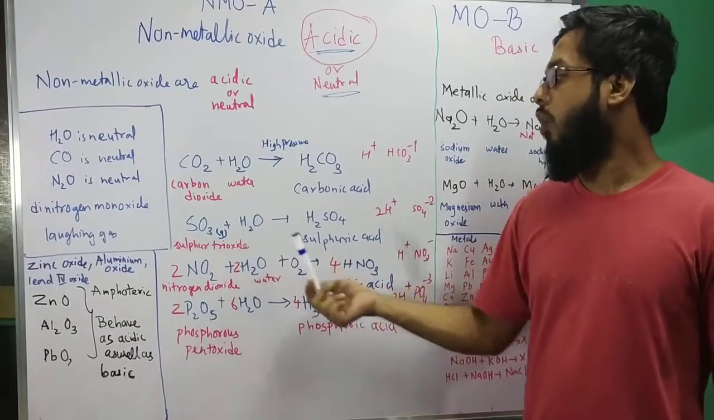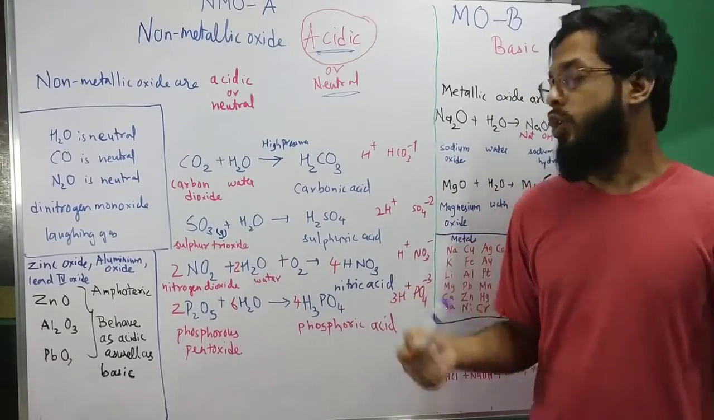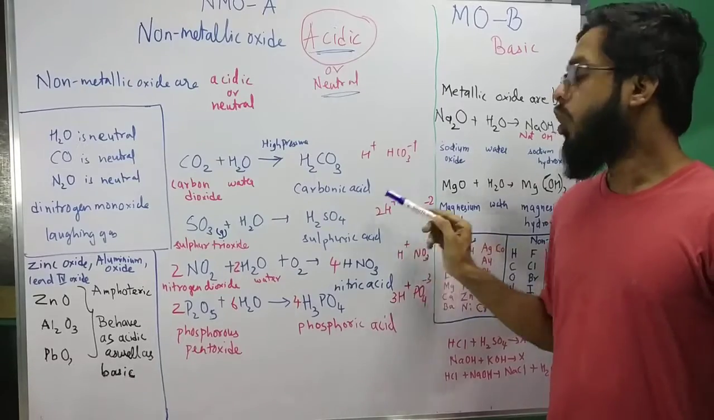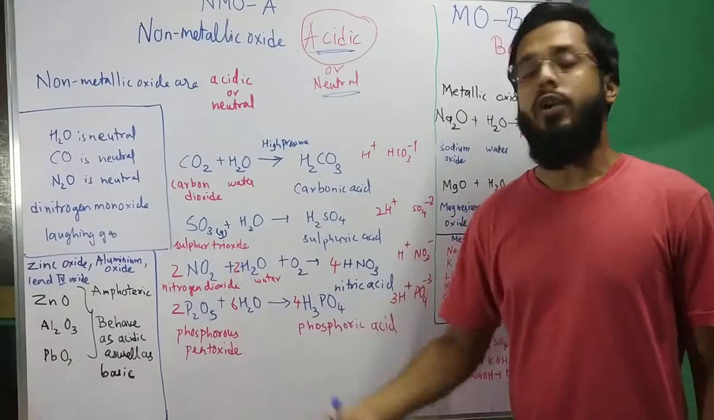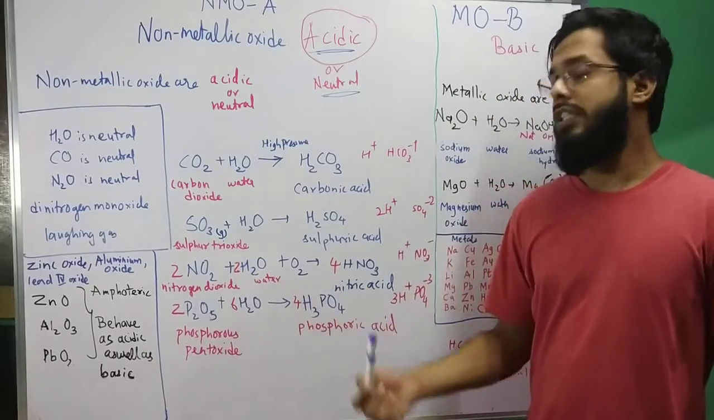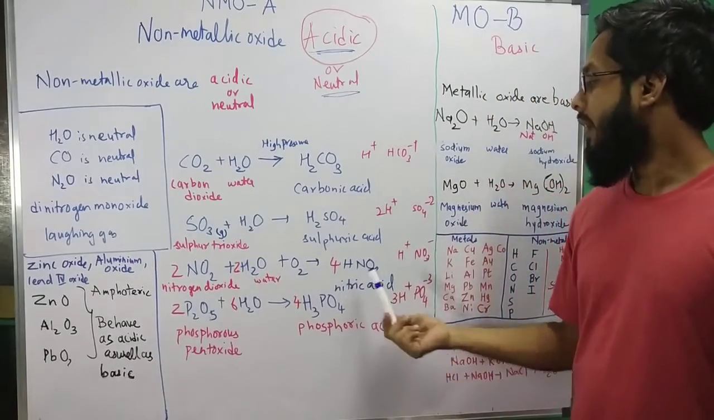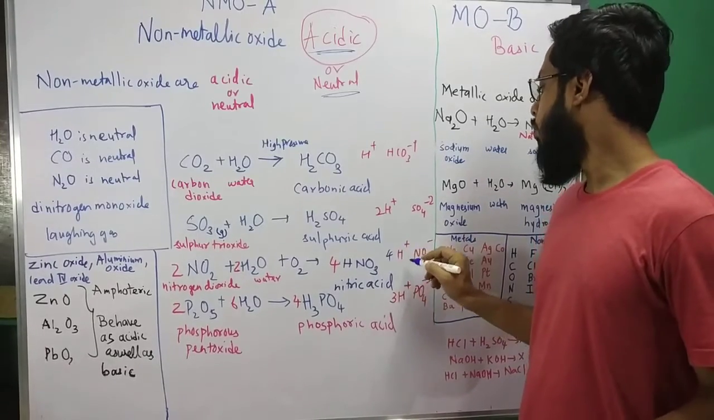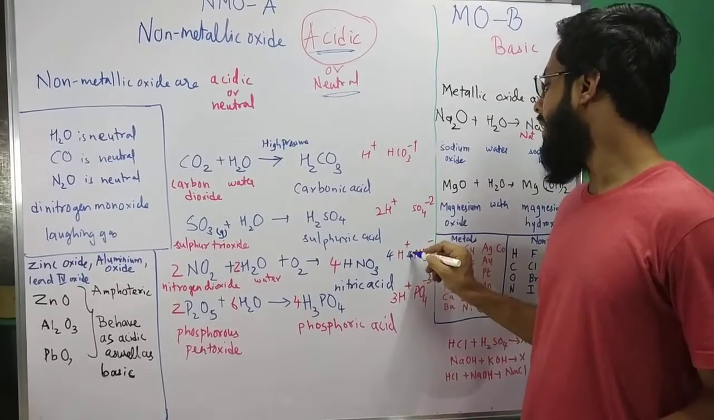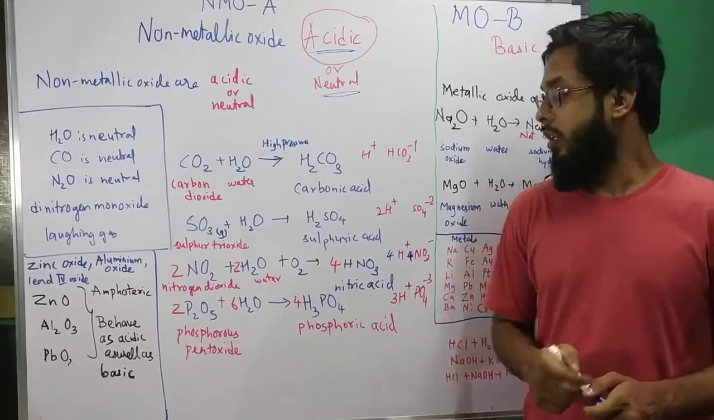Sulfur trioxide plus water forms sulfuric acid. So in aqueous solution, it gives 2H plus ion and sulfate ion. Nitrogen dioxide in water, in the presence of oxygen, forms nitric acid. Nitric acid gives 4H plus ion and 4 nitrate ion. So it is an acid.